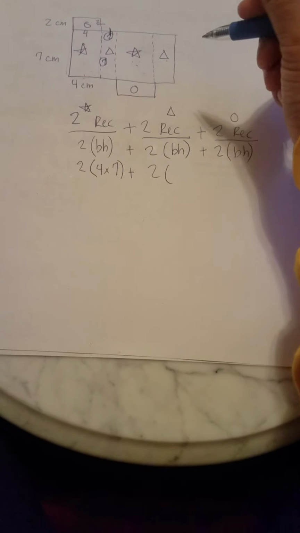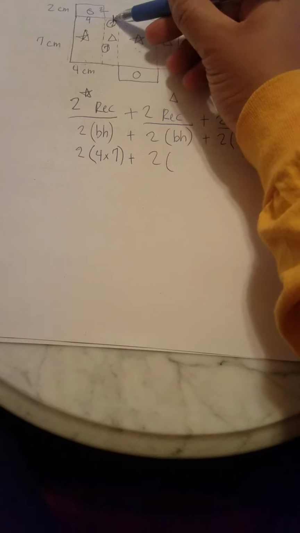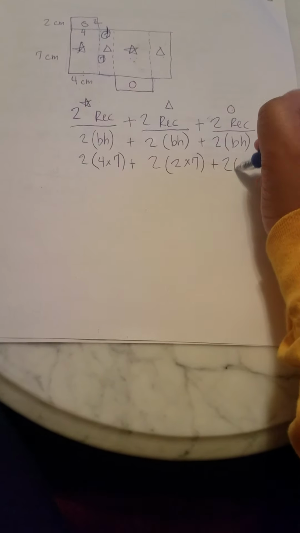The base of the triangle rectangle, well, if this is 2, then this must also be 2. So the base is 2 times the height, which is 7. Plus, let's do the circle rectangles. The base would be 4, and the height would be 2 of that same rectangle. Once you have that, you just solve.